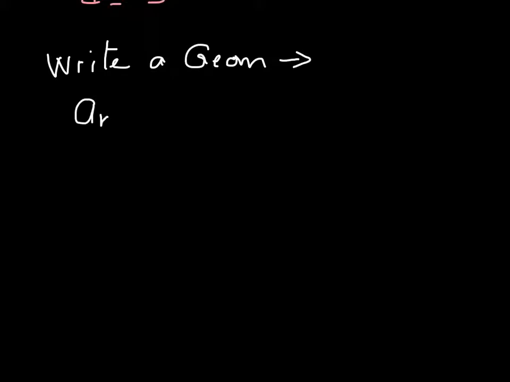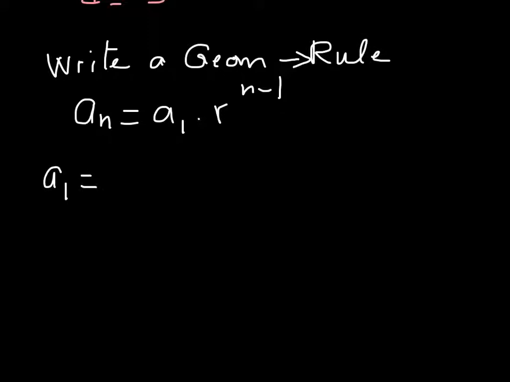Next, we're going to do writing a rule for a geometric sequence. To write a geometric rule, we have a formula that I need you to remember: a_n = a_1 times r to the n minus 1. Every single time you're asked to find a rule, you have to look for a_1, look for r, and plug them into the formula. Let's take a look at an example.